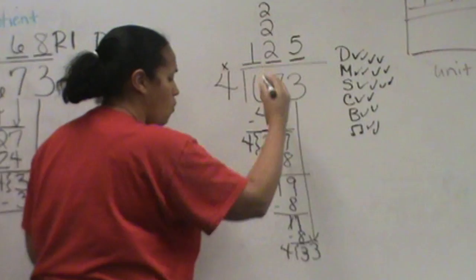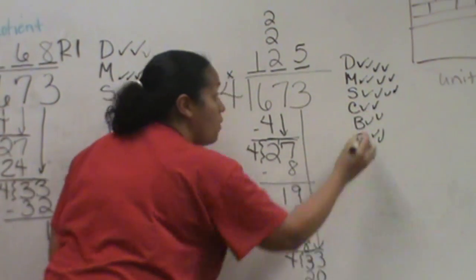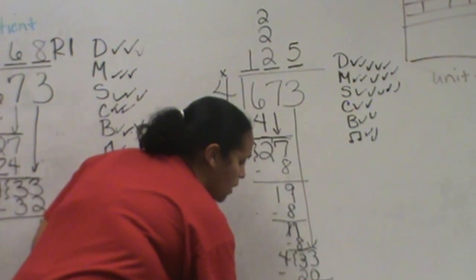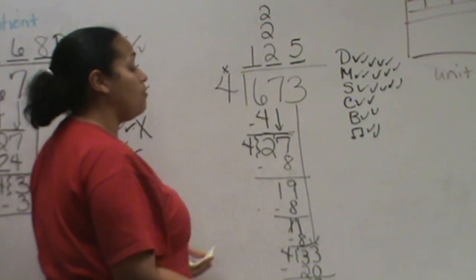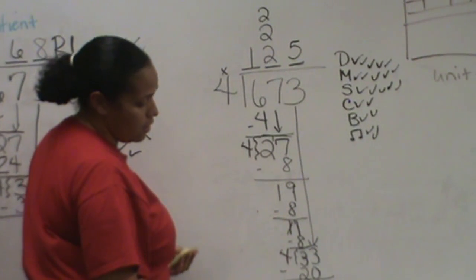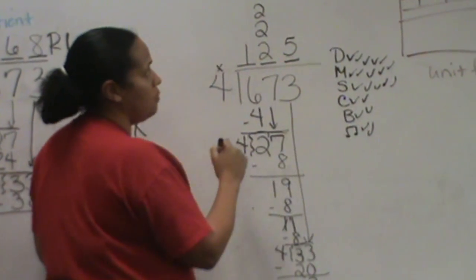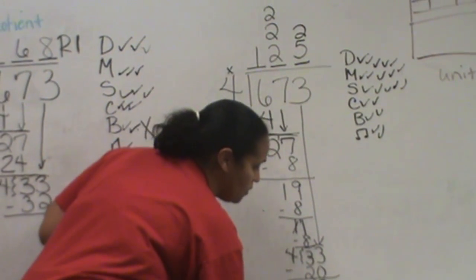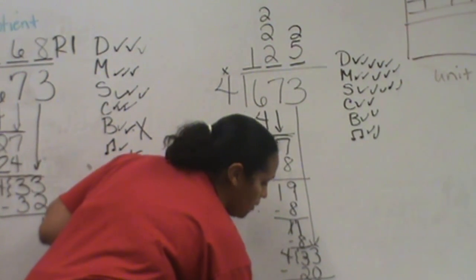So 5 times 4 would be 20. So I've divided, multiplied, now I'm subtracting. And when I subtract, I end up with 13. I can't do 5 again because that's more than my answer here. So I'm going to go back to my 2s because I'm not sure about my 3s and 4s. So 2 times 4 is 8. Now subtract. I get 5.